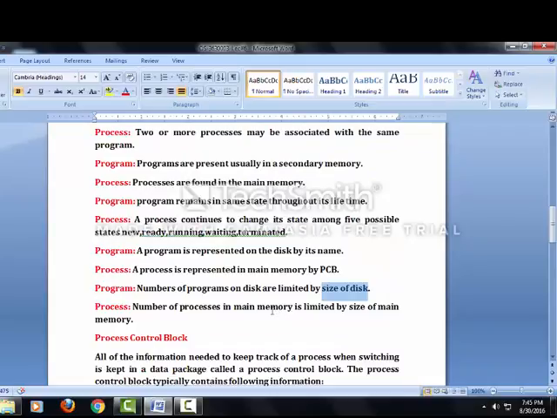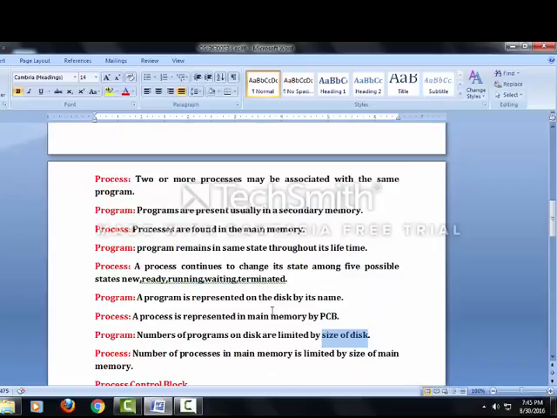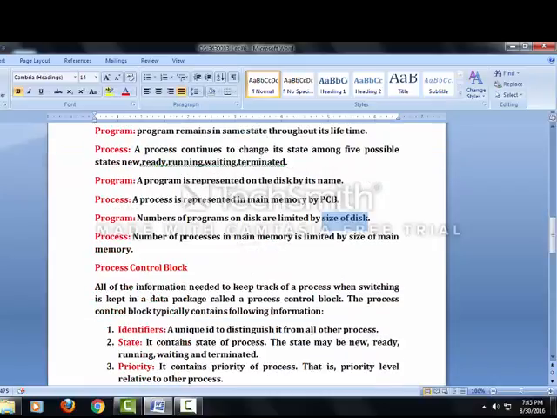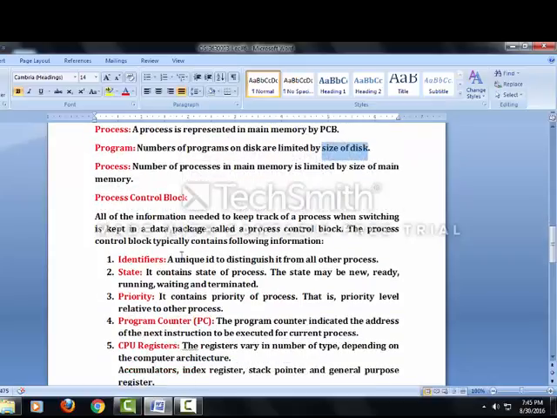Okay, so these are the differences between process and program, how they differ from each other. Let's talk about the process control block.